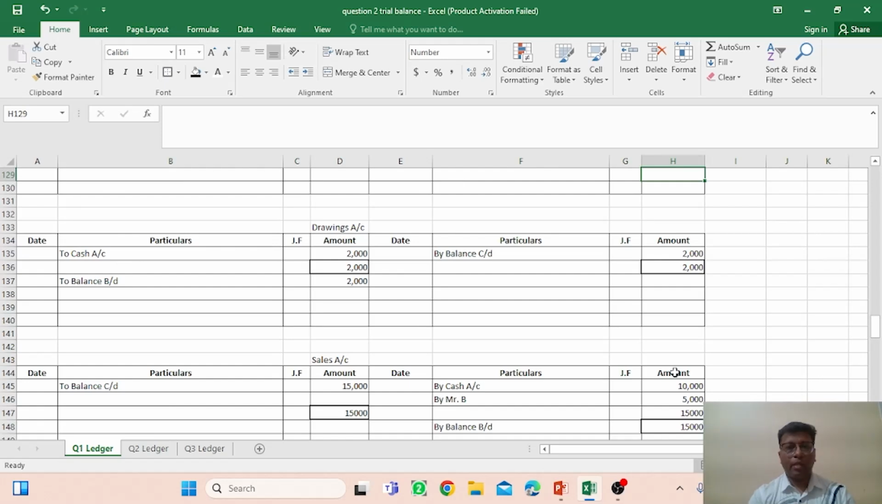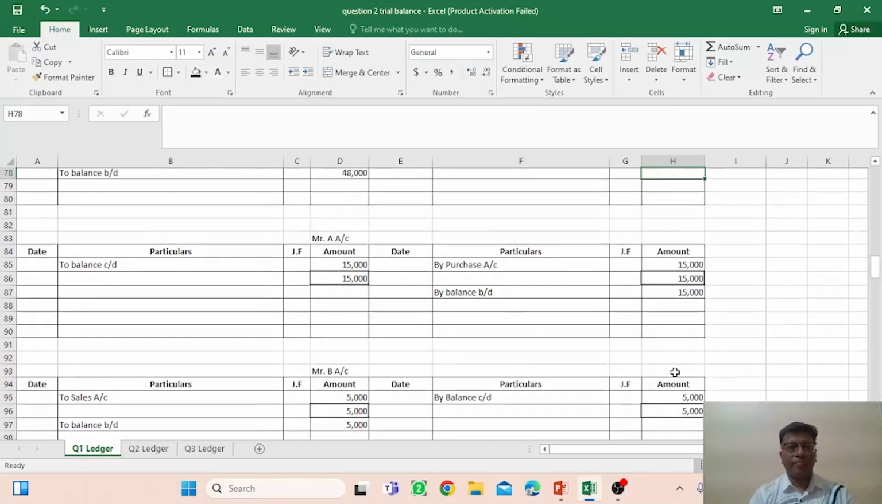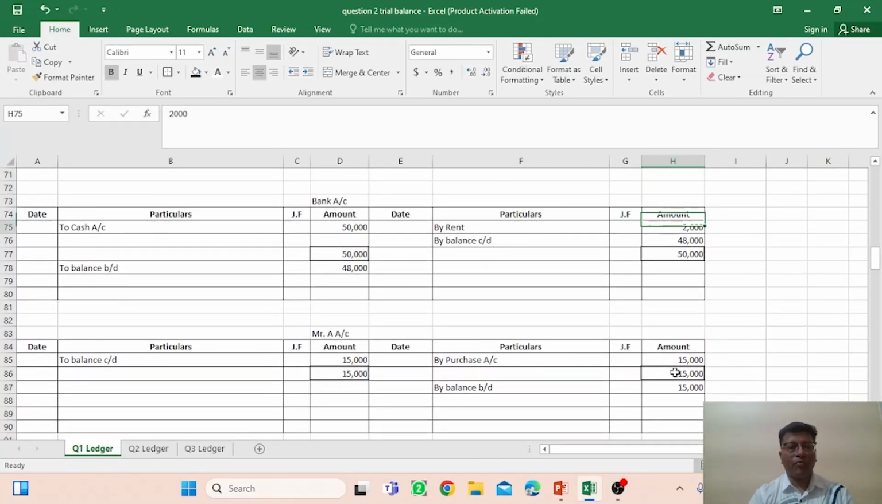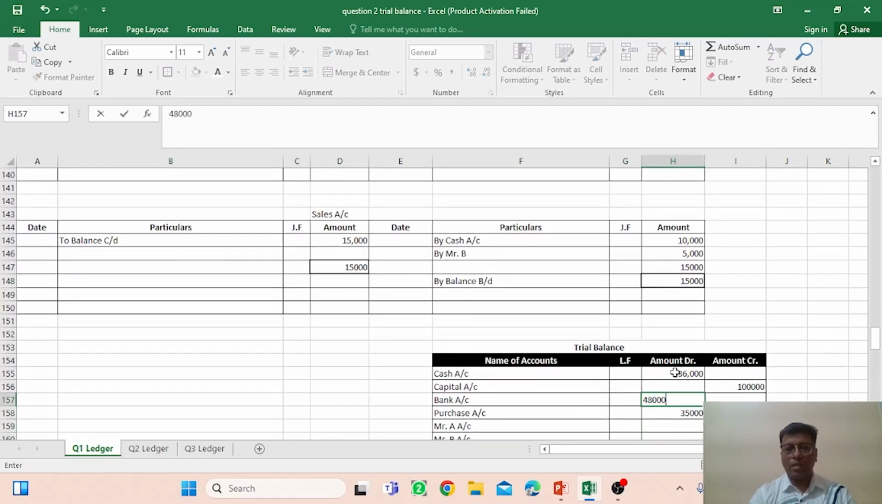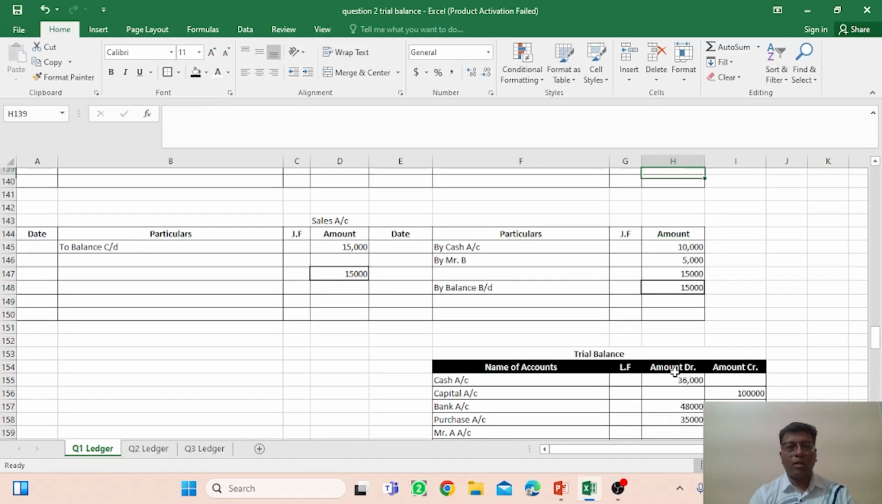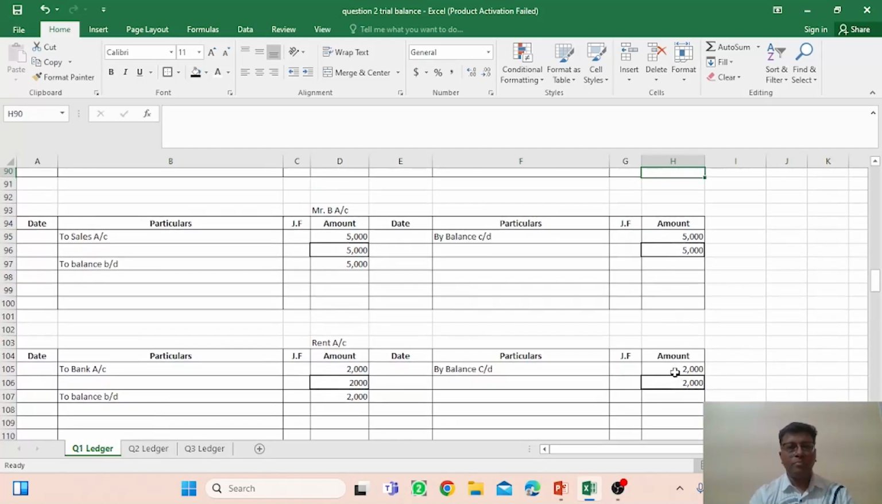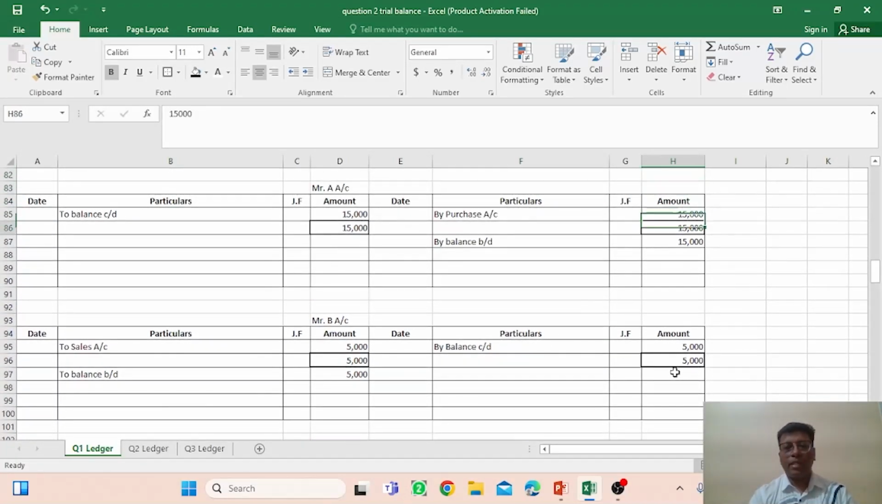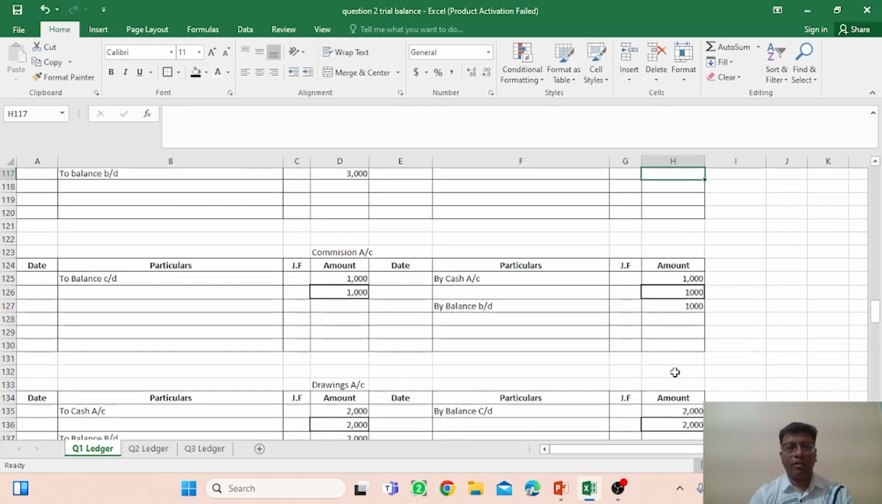Right? Okay, the bank account was left, so what is the balance of the bank account? We check it. Yes, the bank account is a 48,000 debit balance, so we have to mention 48,000. And Mr. A's account, we check it. Mr. A's account has a credit balance of 15,000, and B's account a 5,000 debit balance. Mr. A 15,000 credit balance, and Mr. B 5,000 debit balance.